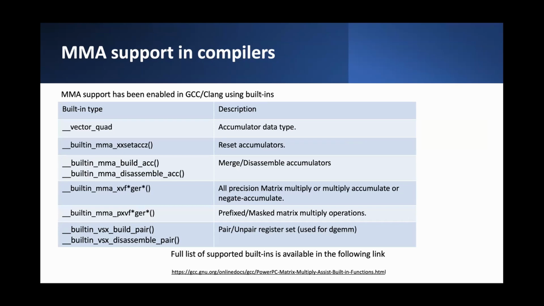Let's look at some of the built-in types here. The first one is vector quad, which is a data type used to represent the accumulator, which is used for storing the results of the matrix multiplication. The next one is set accumulator to zero (xxsetaccz). This is used to reset the accumulators, because before we get into the inner loop of the multiplication loop, we have to set the accumulator values to 0, and this is used for that purpose.